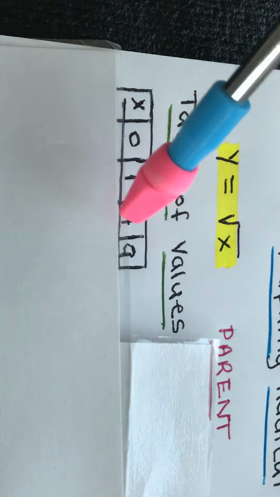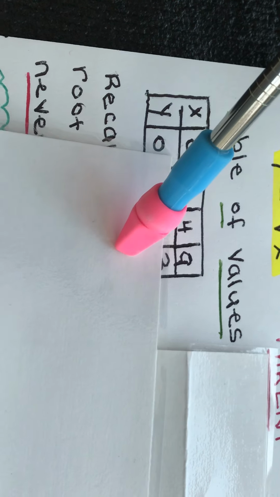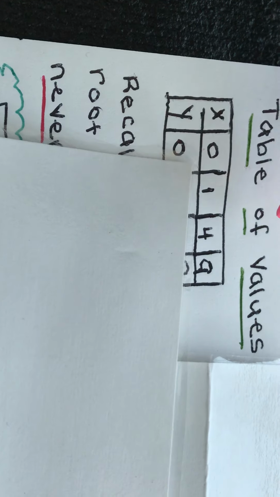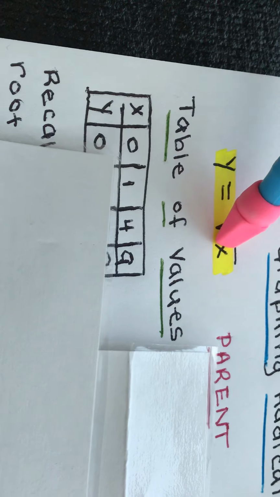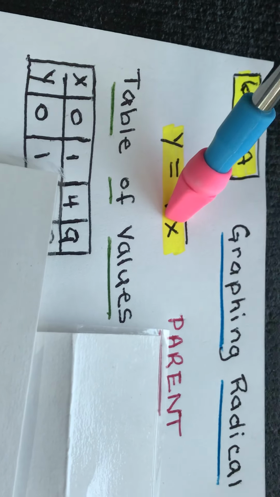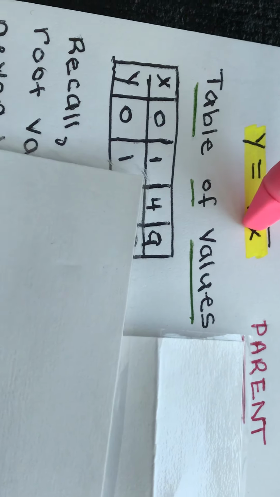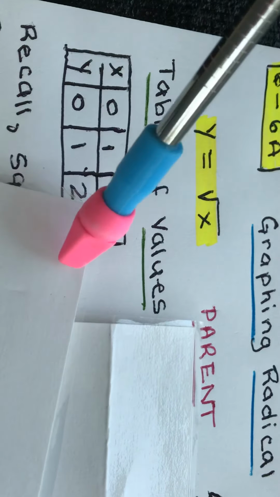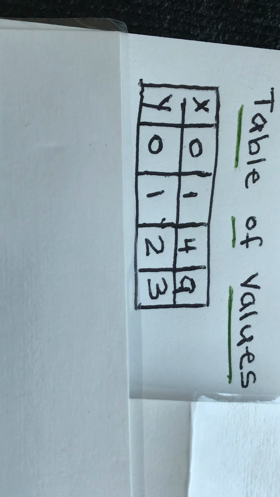If I take 0 and I substitute it into x, the square root of 0 is 0. So my y value would be 0. If I take 1 and I substitute it into x, the square root of 1 is 1. If I take 4 and substitute it into x, the square root of 4 is 2. And 9, the square root of 9 is 3. So here's my table of values, xy table.